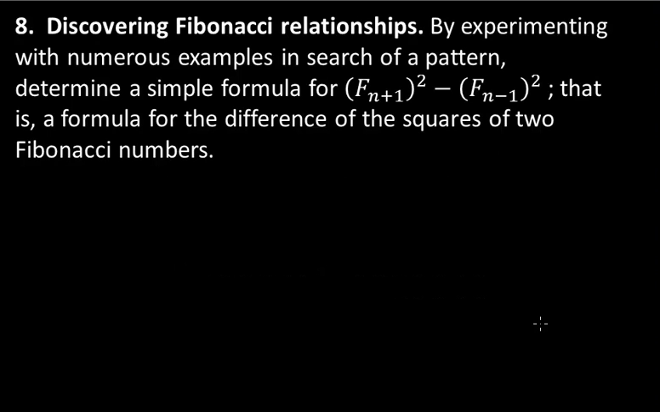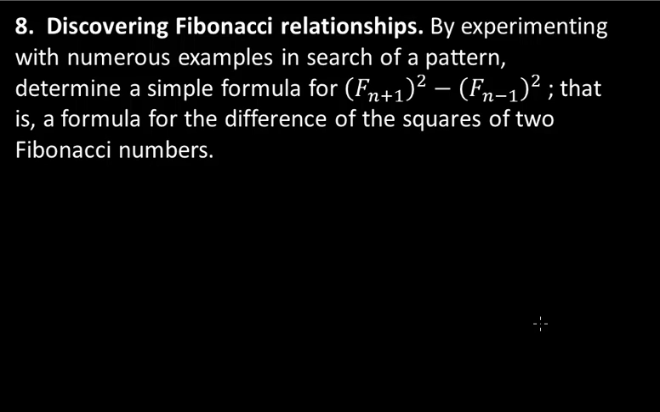So problem 8 is discovering Fibonacci relationships. And by the way, if you go online and Google Fibonacci relationships, you'll see hundreds of them online. By experimenting with numerous examples in search of a pattern, determine a simple formula for f sub n plus 1 squared minus f sub n minus 1 squared. That is a formula for the difference of the squares of two Fibonacci numbers.